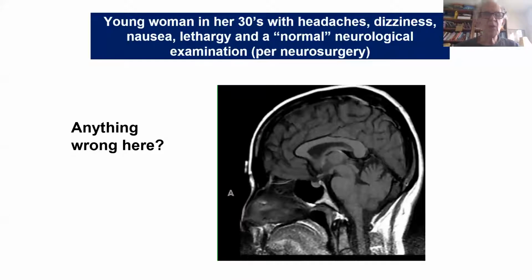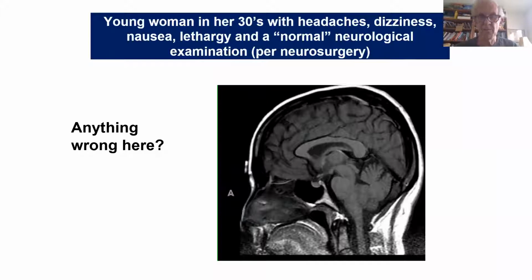So is there anything wrong here? This is a young woman in her 30s with headaches, dizziness, nausea, lethargy, and supposedly a normal neurological exam by neurosurgery. We just don't know for sure, of course. I like neurosurgeons, they're very important, but occasionally they don't pay such close attention to saccade speed, for example. Well, is there anything wrong here?